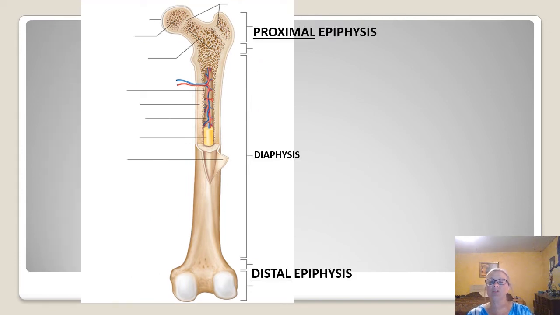So we have an epiphysis on each end of the diaphysis. We have a proximal epiphysis. Proximal means nearest to the point of attachment, closest to the inside of the body, closest to the midline. So it's the expanded portion at the proximal end closest to the body. The expanded portion at the distal end, furthest from the body, furthest from the point of attachment, is the distal epiphysis.